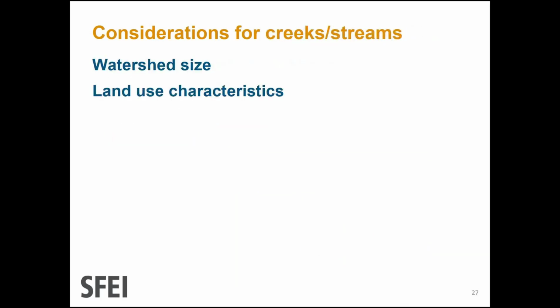For smaller creeks and streams, we think it's very important to think about both your watershed size and the types of uses that exist on the land that's draining to the creek. So in our study, we saw that watersheds that had high industrial land use had higher levels of microplastics, and so this is an important consideration when you're looking at where to sample.